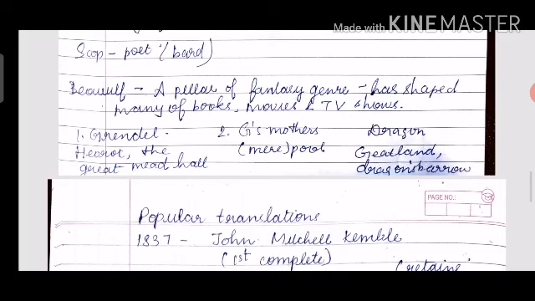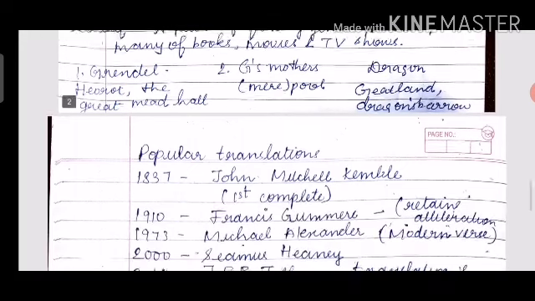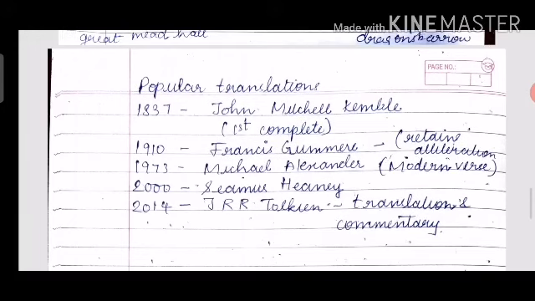Anglo-Saxon literature. Now let us also look at the popular translations of Beowulf. It might be useful from a NET point of view. In 1837, John Mitchell Kemble was the first person to produce a complete translation of Beowulf. In 1910, Francis Gummere retained the alliteration that is used in the verse. In 1973, Michael Alexander rendered it in modern verse. In 2000, Seamus Heaney rendered the translation. In 2014, J.R.R. Tolkien's translation was published along with his commentary on Beowulf.